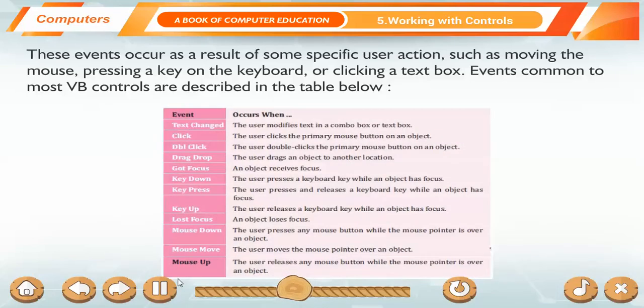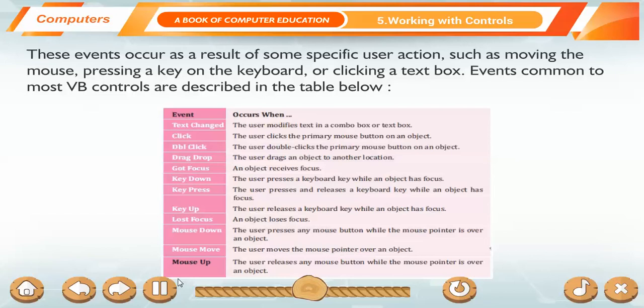Event, Occurs when. TextChanged: the user modifies text in a combo box or text box. Click: the user clicks the primary mouse button on an object. DoubleClick: the user double clicks the primary mouse button on an object. DragDrop: the user drags an object to another location. GotFocus: an object receives focus. KeyDown: the user presses a keyboard key while an object has focus.